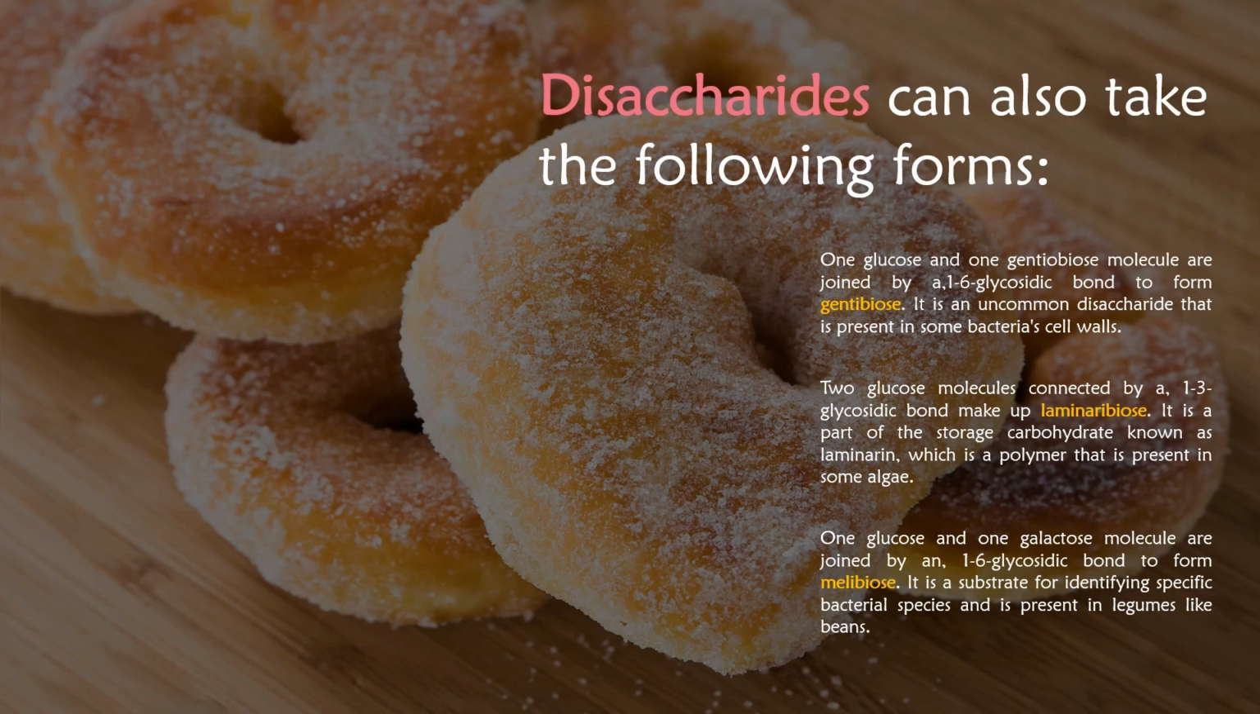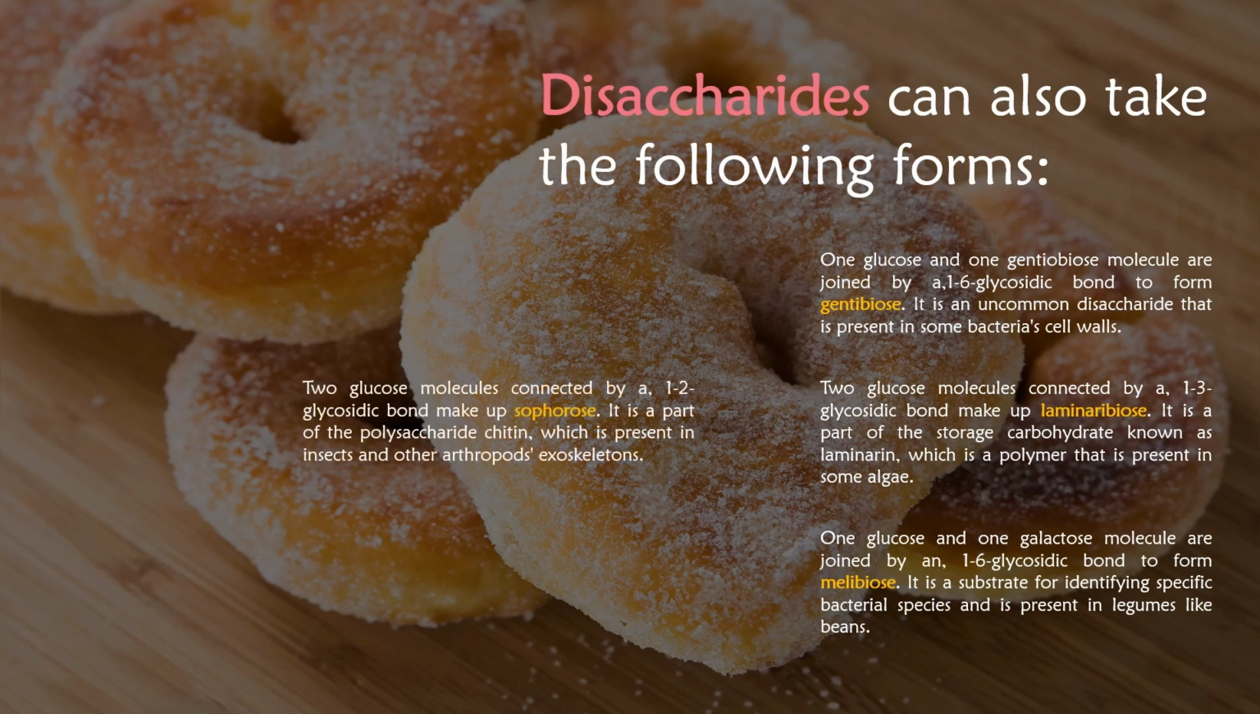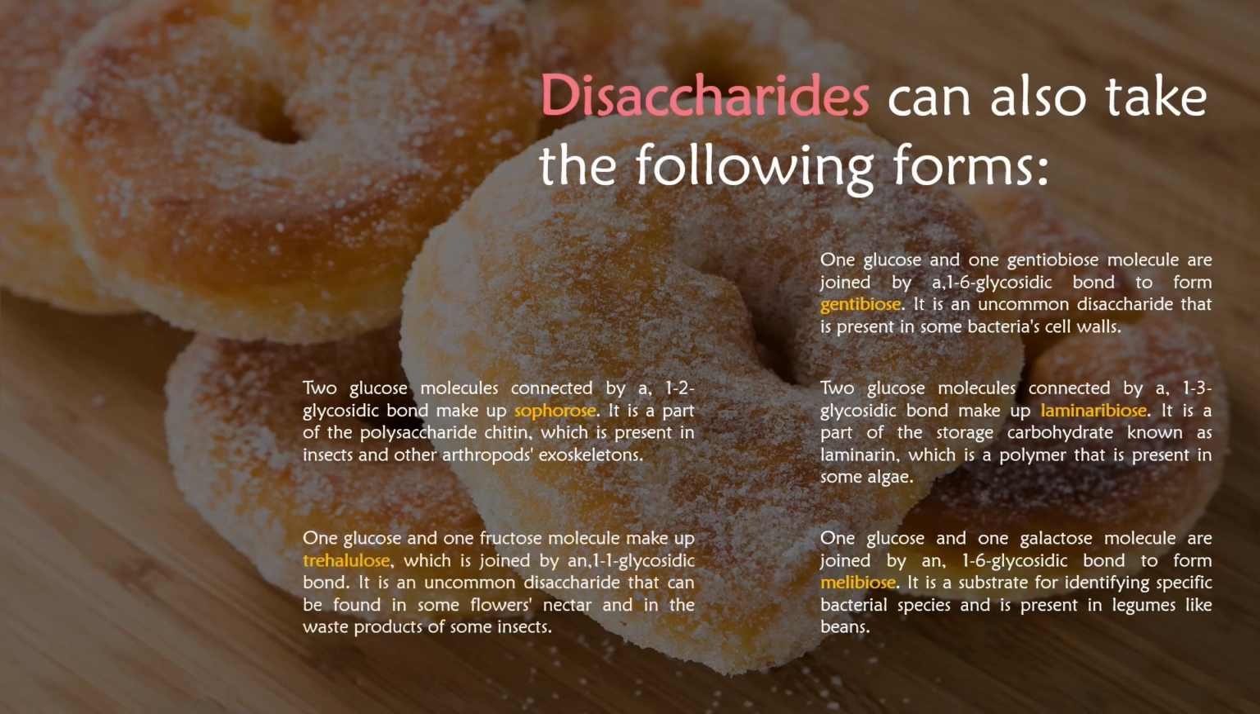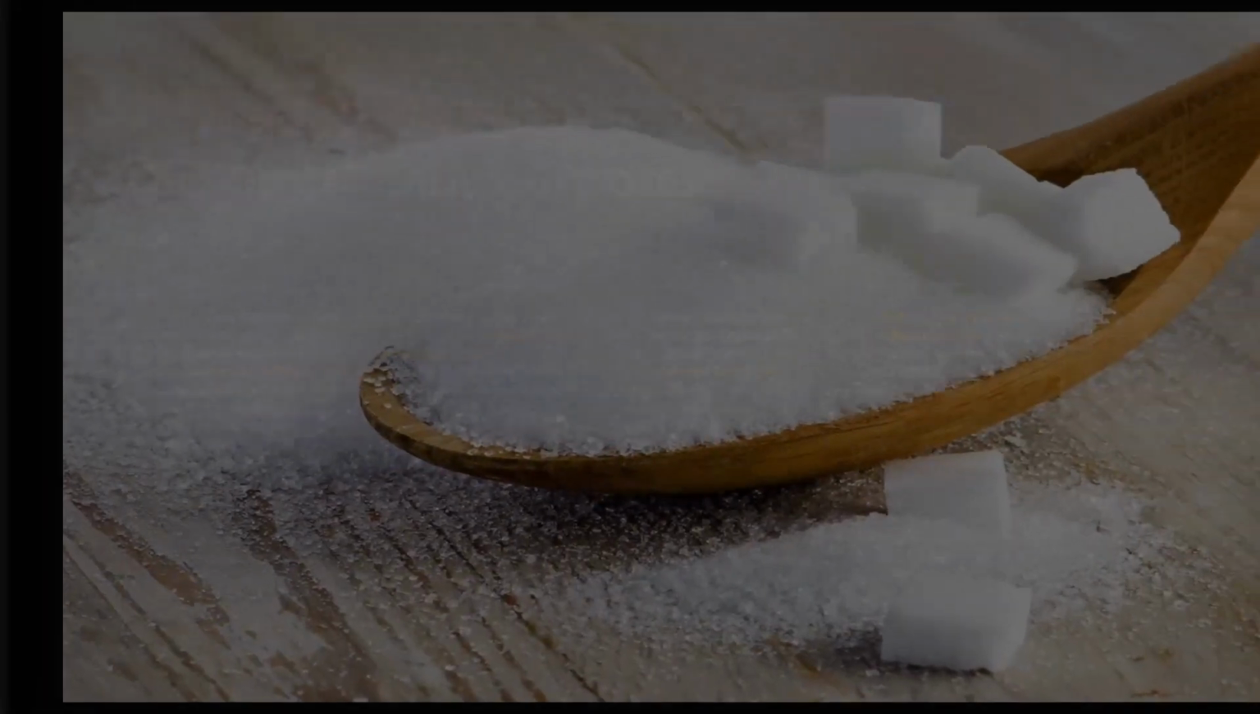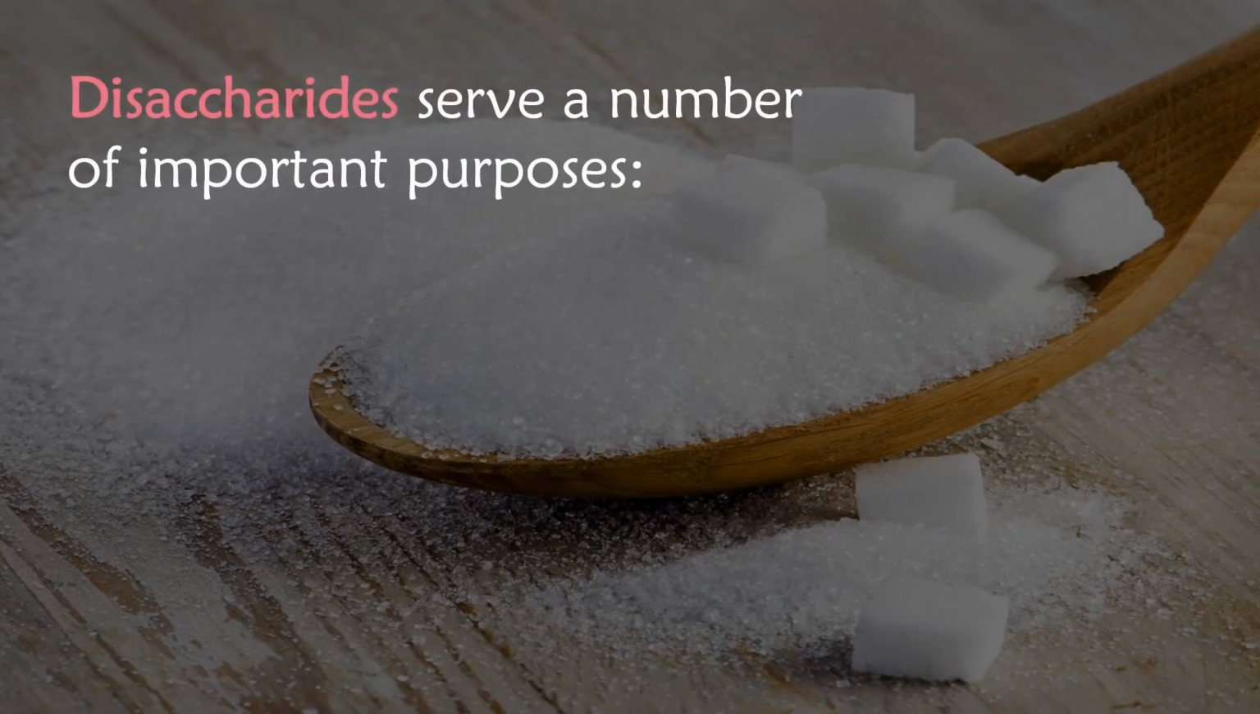It is a substrate for identifying specific bacterial species and is present in legumes like beans. Two glucose molecules connected by a 1-2 glycosidic bond make up saccharose. It is a part of the polysaccharide chitin, which is present in insects and other arthropods' exoskeletons. One glucose and one fructose molecule make up trehalulose, which is joined by an 1-1 glycosidic bond. It is an uncommon disaccharide that can be found in some flowers' nectar and in the waste products of some insects.